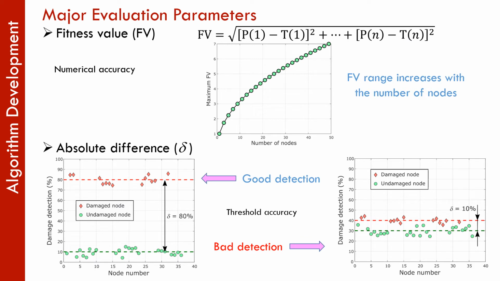So the evaluation parameters are first fitness value. That's the numerical accuracy, and it's based upon the number of sensors. So if we have a really high fitness value, that's telling us we've got a lot of error in the system, and so we need some more sensors. And the absolute difference tells us if we have good detection, which is a good difference between the undamaged locations and the damaged locations.